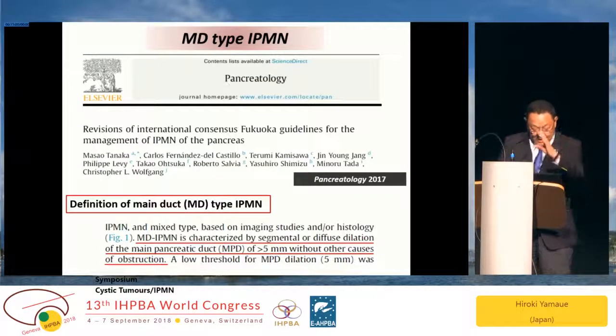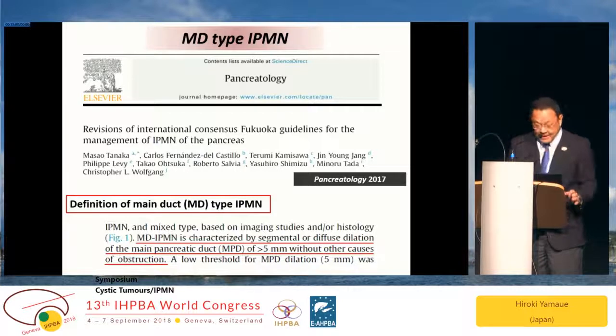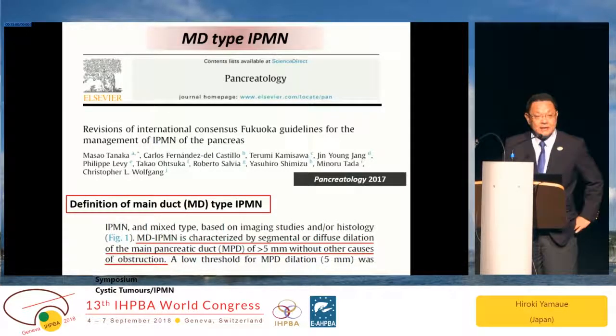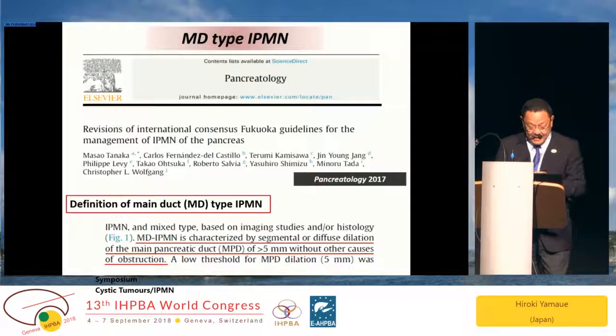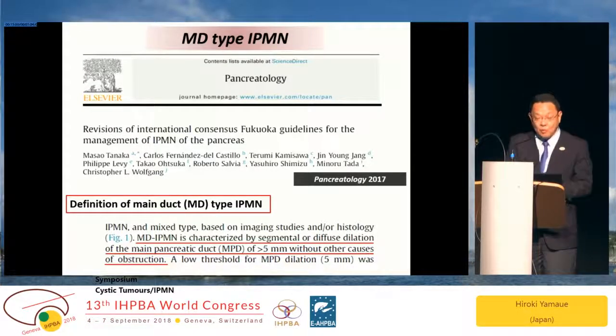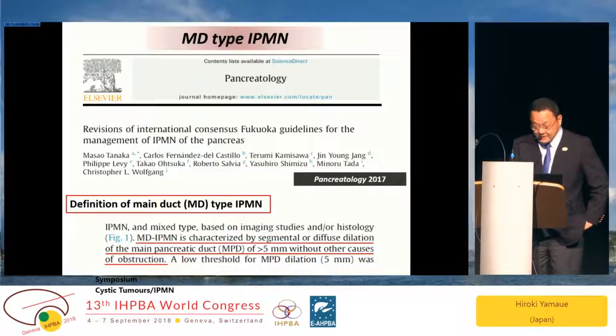This is the IAP guideline in 2017. What is the definition of a main duct (MD) type IPMN? MD IPMN is characterized by segmental or diffuse dilatation of the MPD of more than 5 millimeters without other causes of obstruction.